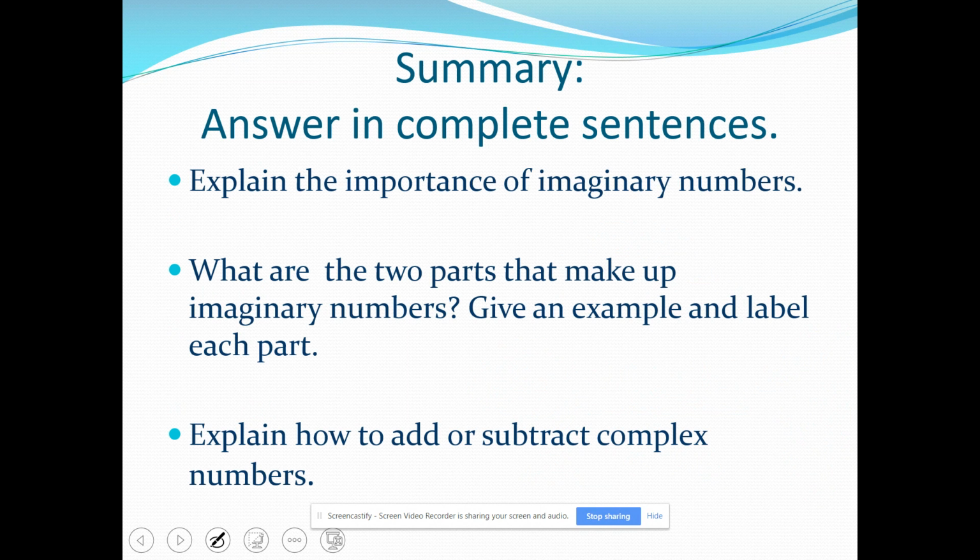Here's your summary for today. Go ahead and answer these questions. Have them ready to go for class tomorrow, and we'll pick up where this leaves off.